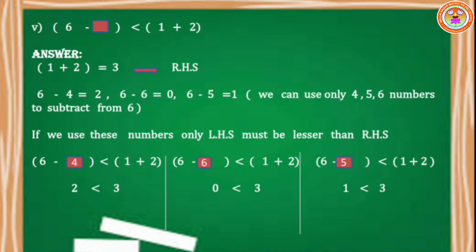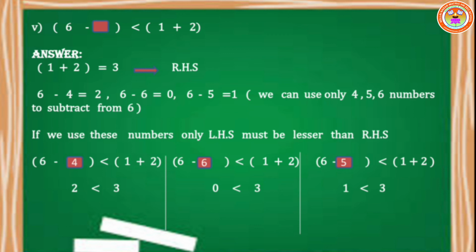See the second line. 6 minus 4 is equal to 2. Or 6 minus 6 is equal to 0. 6 minus 5 is equal to 1. We can use only 4, 5, 6 to subtract from 6. Why? Because if we use these numbers only, your left hand side will be lesser than the right hand side. Students, is it clear for you now? You have to use only 4, 5, 6, because then the result will be lesser than your 3.